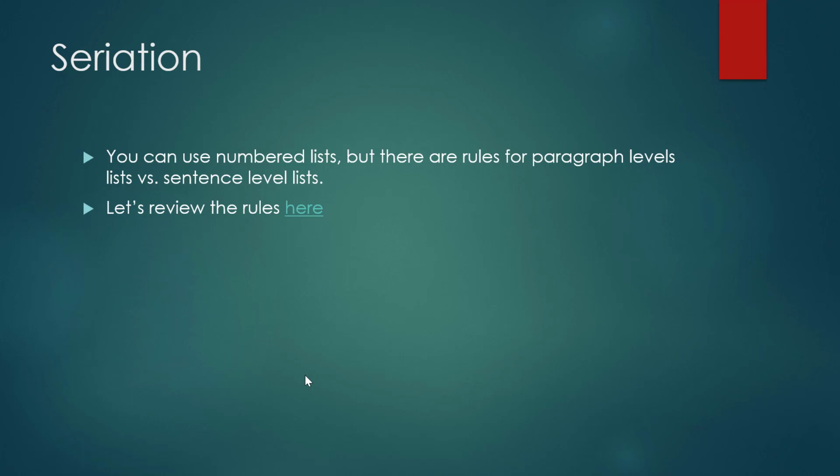Seriation, in terms of numbered lists. There are rules for paragraph level versus sentence level lists. If you click here, there are also some rules. It's the OWL at Purdue, so they should have an updated 7th edition. And I believe in your APA lab, I have one place where you're going to do that as well.